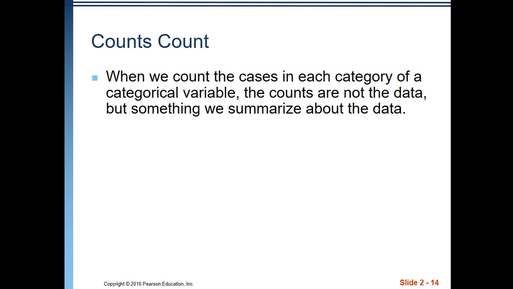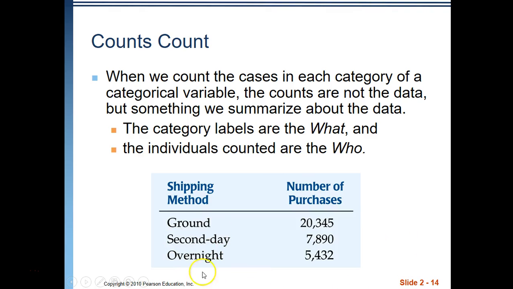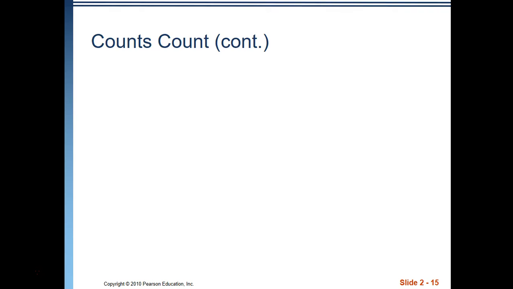When we count the cases in each category of a categorical variable, the counts are not the data, but something we summarize about it. The category labels are the what when you're doing all this, and the individual counts are the who. So again, shipping method, right? This is like saying, as we just said, Democrat, Republican. This is the category of what we're doing. These are the counts that are coming from it, basically. It's not quantities, so it's not quantitative. It's qualitative. It's categorical. We're looking at it.